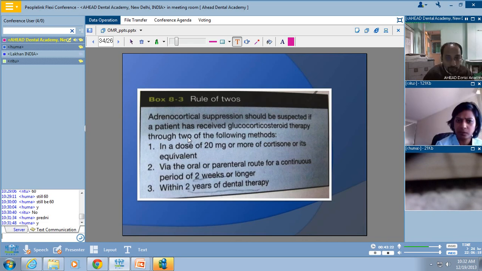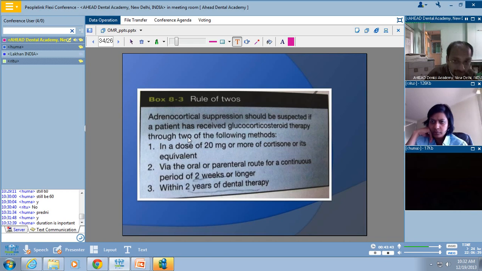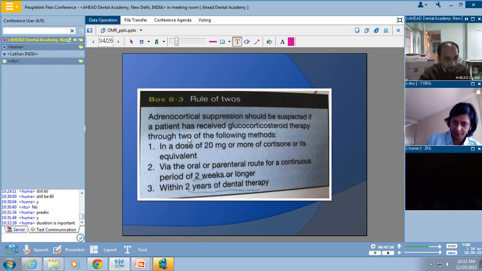So if the patient has taken systemic steroids, always remember that the patient should be evaluated properly, and you can suspect adrenocortical suppression if the patient has been taking a dose of 20 milligram or more of cortisone or its equivalent for a period of 2 weeks. Okay? I'll just repeat it again. If a patient took steroids for 2 weeks, duration is important. If the patient took steroids for 2 weeks or longer, definitely this will lead to suppression of adrenal glands.